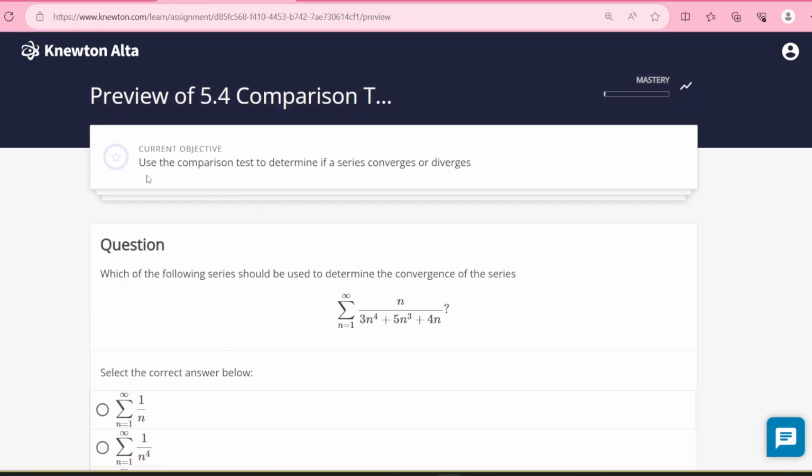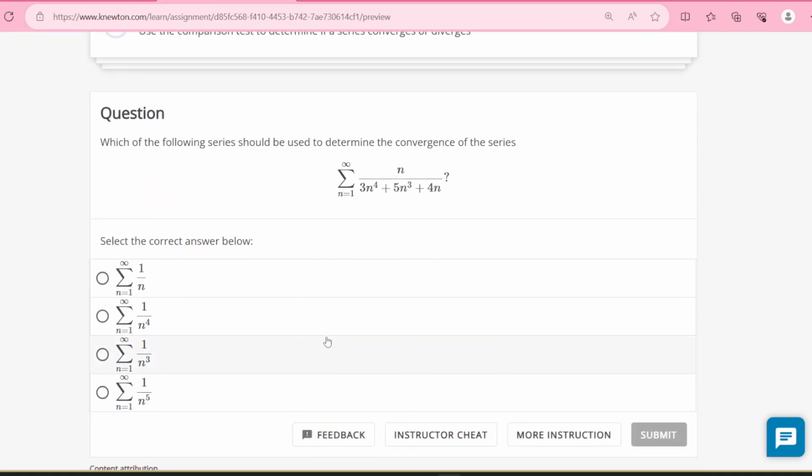Okay, so now this is just a simple comparison test. Now you can do limit comparison just as easily as you do comparison. I actually find limit comparison to be a lot easier to work with. But let's go through here. Now they're only asking you, what series would you compare it to? You saw in the last example, I did a limit comparison with a geometric series, right? Geometric series are nice. You know when those converge and when those diverge.